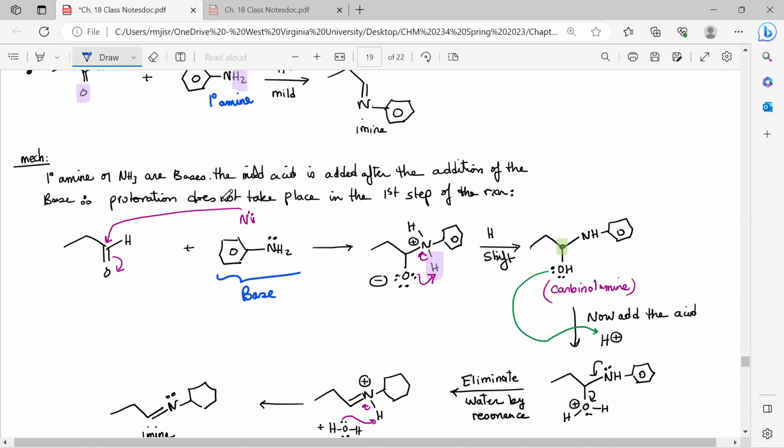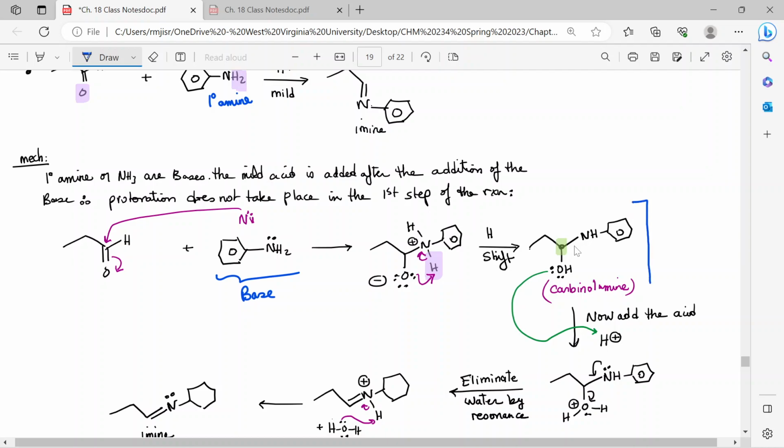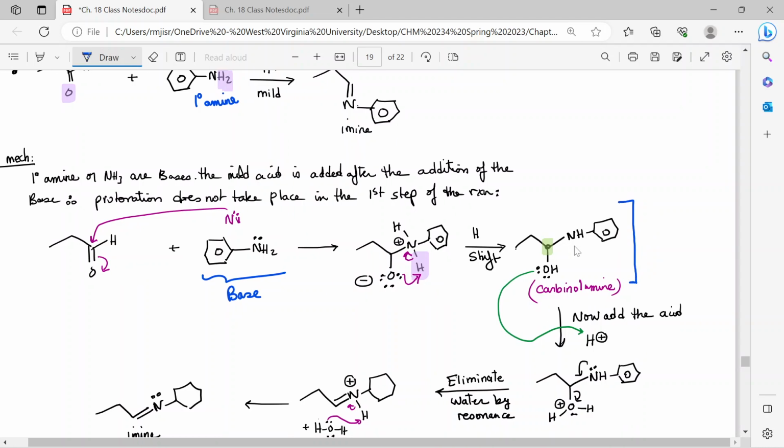So the nucleophile is going to come, attack the carbon, and form a negative charge on the oxygen. You will have a hydrogen shift. This is called a proton shift. Since you have a base and you have an acidic hydrogen in the structure, instead of adding a base to take that acidic hydrogen, we can simply use the base that we have in the molecule to take it. So you're going to end up having an OH and an NH, and this is going to be our intermediate.